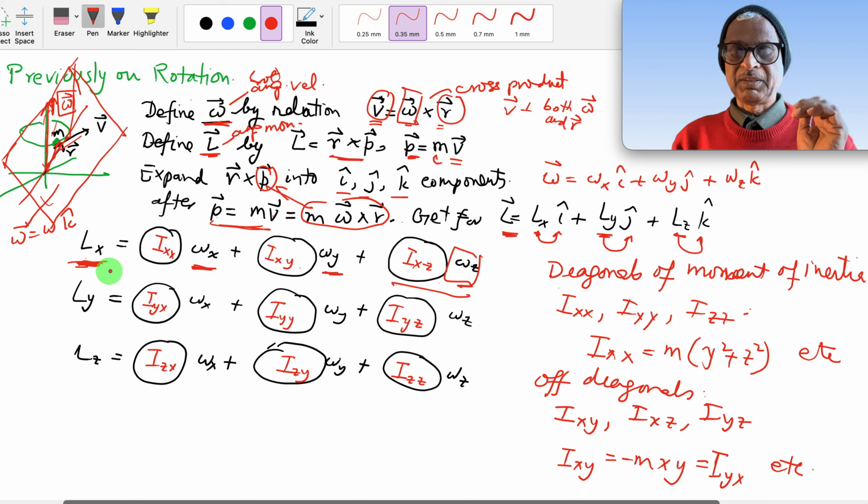So there are these 9 things which have the label I. They are called components of the moment of inertia. So the moment of inertia is basically a collection of these 9 things, and sometimes each one of them is called a moment of inertia. But this in particular is called the moment of inertia about the z-axis. This one is called about the x-axis. This is called about the y-axis. But these guys don't have any names like that, and they are just collectively called off-diagonal elements.